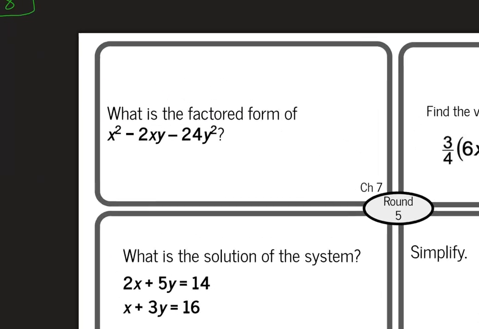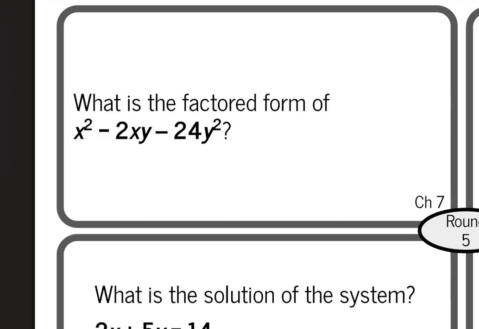Next, what is the factored form of this? Let's do the x. We got 1 times negative 24. That's negative 24, and we want to get negative 2. So I believe that is negative 6 and positive 4. So we're going to get x minus 6y times x plus 4y. How come y? Because of that y.